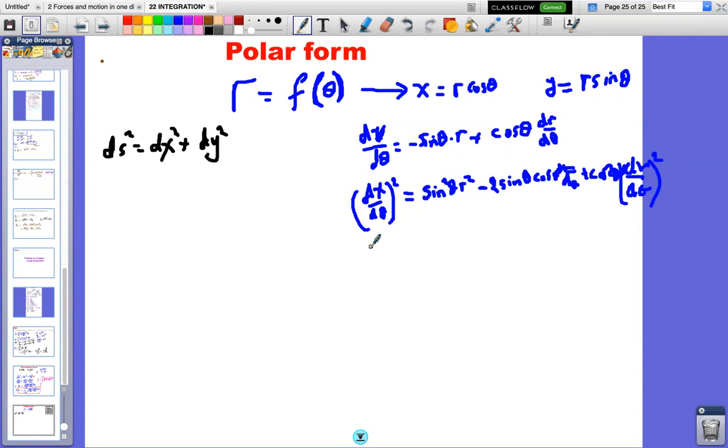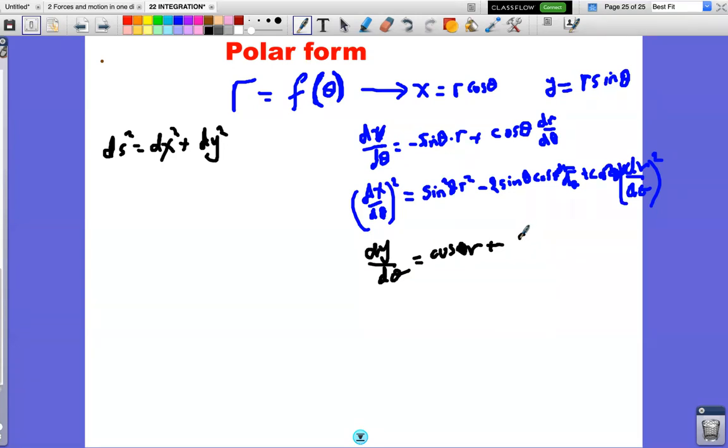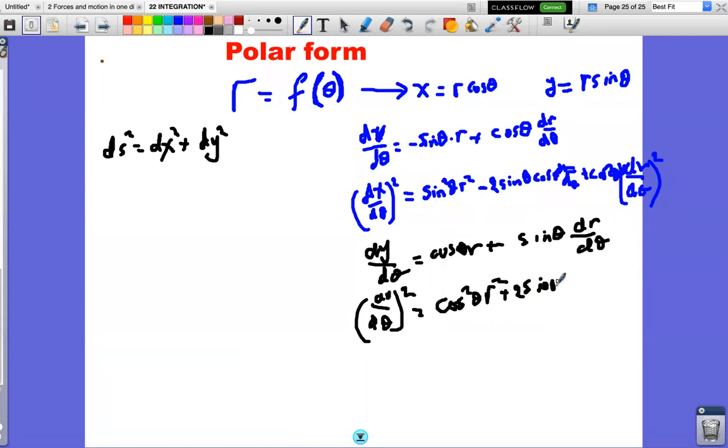Similarly, you can find dy over d theta. Dy over d theta: you leave r, you differentiate sine, you get cos theta times r, plus you leave sine theta, you differentiate r. So you get sine theta dr over d theta. So dy over d theta squared will be cos squared theta r squared plus 2 sine theta cos theta dr over d theta plus sine squared theta dr over d theta squared.